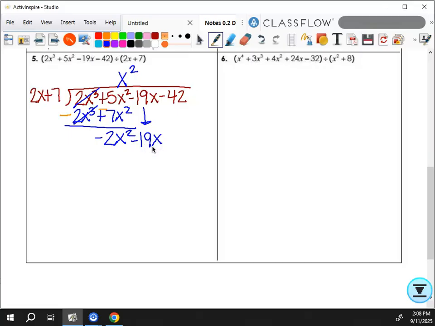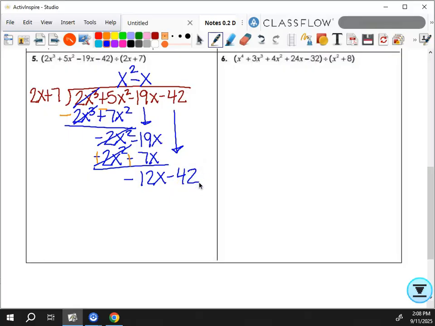Then do it all over again. Okay. Negative 2x squared divided by 2x is what? Negative x. Okay. So I multiply that back. I get negative 2x squared minus 7x. Then I flip the sign, change the signs. These zero out. This gives me what? Negative 12x. And then minus 42.